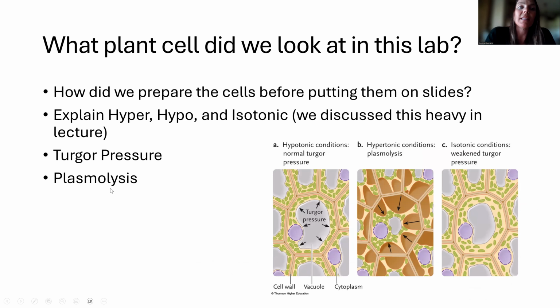Then in lab 7.4, we looked at a plant cell. So what plant cell did we look at in this lab? How did we prepare that cell before we put it on the slide? Explain what hyper, hypo, and isotonic look like in this plant cell. This is another concept, again, we discussed really heavy in lecture. Know what turgor pressure is. Okay, why is that important? And know what plasmolysis is and what it looks like and what causes it. Okay.